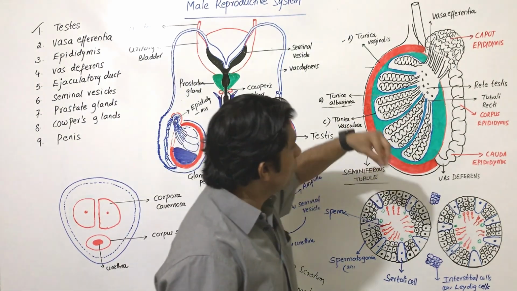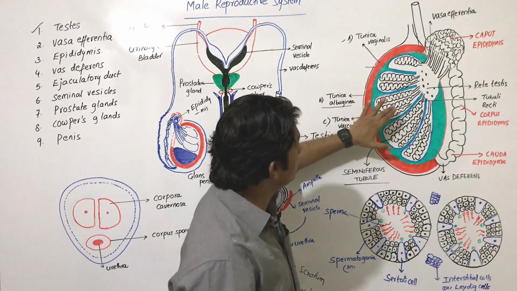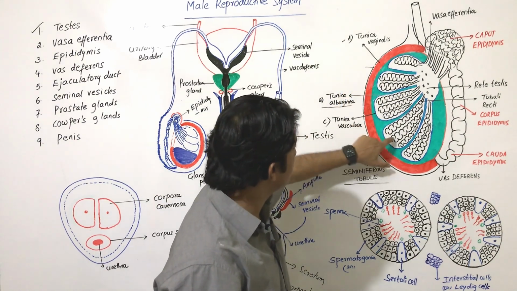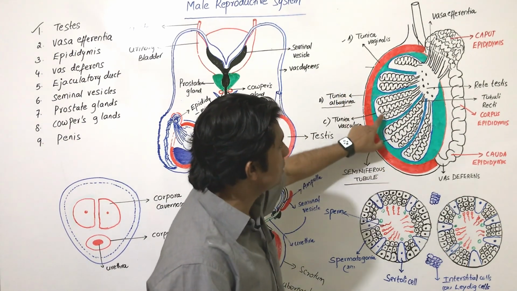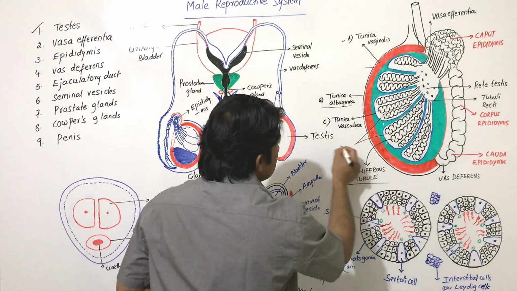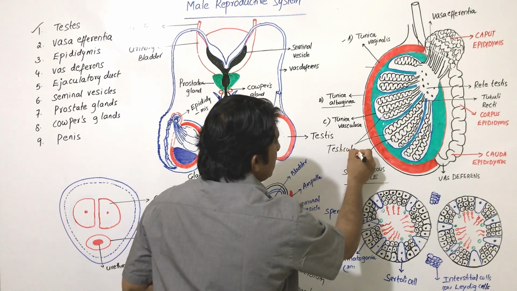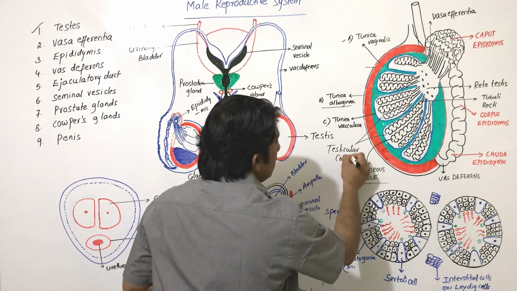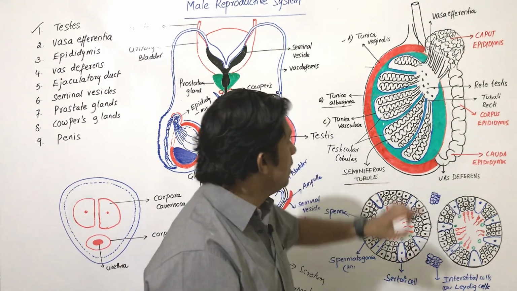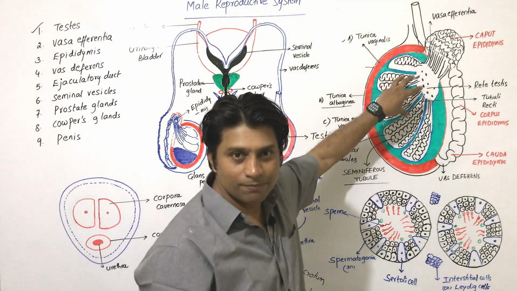Next, if you go further inside the internal structure of the testes, there are testicular lobules. So these are called testicular lobules. All these are testicular lobules. So how many are present? Around 200 to 250 testicular lobules are present. These are testicular lobules.